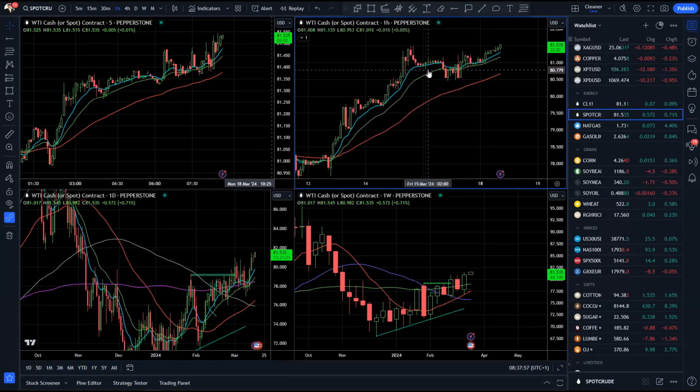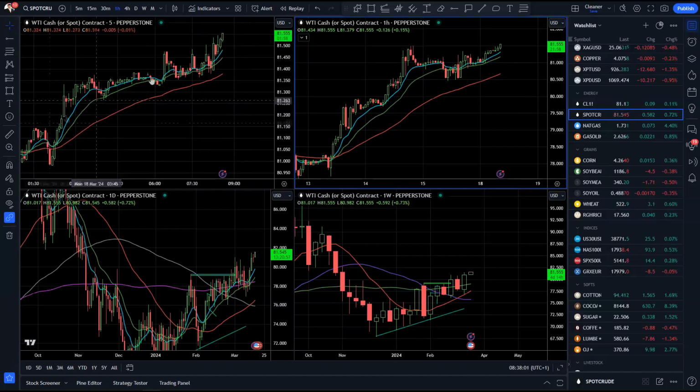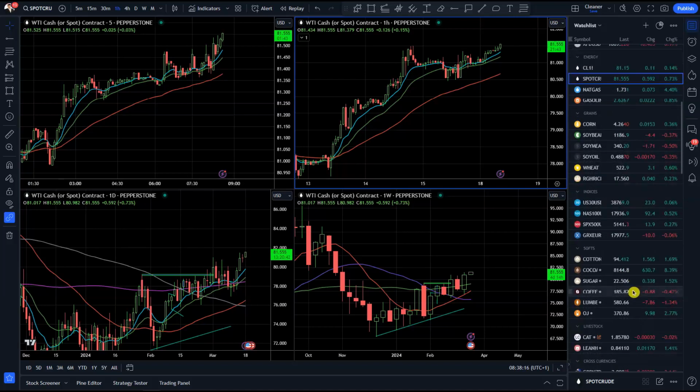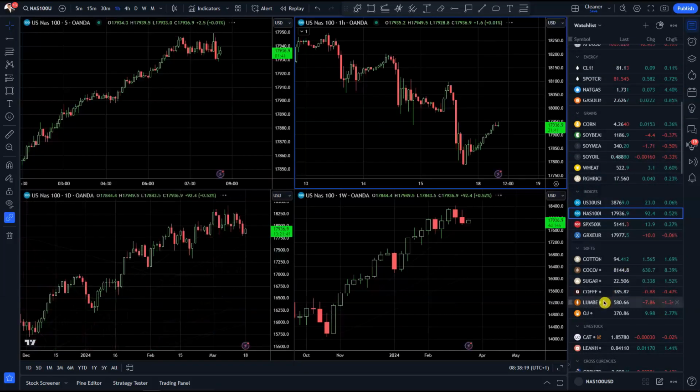You can see how the hourly did a nice ABC, and it's really looking strong and holding very strong in this momentum. So a breakout of the multi-week balance and a relative strength leader, WTI, with potential for further upside movement. And checking the NASDAQ.